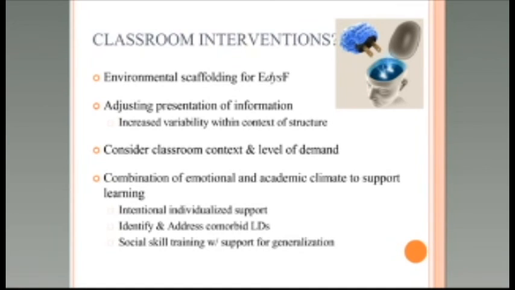And then thinking about the combination of emotional and academic climate to supporting learning. Providing an emotionally supportive learning setting is just as important as providing excellent academic instruction. This might reflect intentional individualized support, both for self-regulation as well as for academic skills, identifying and addressing co-occurring learning disabilities or comorbidities, and social skill training with specific support for generalizing that to situations where the skills are required.